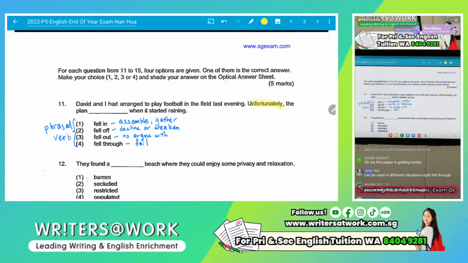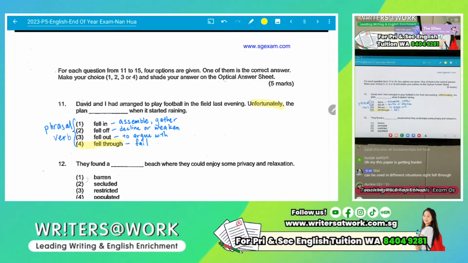Yes, fall through can be used in different situations. Depending on the context, you could say that if you accidentally tripped and you fell through something, that is definitely possible. But for the phrasal verb, the meaning of the phrasal verb over here, to fall through would be plans that are failing, plans that are falling through.